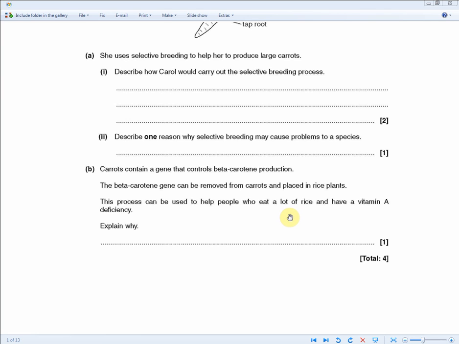So that applies to every question. Always read the question carefully so you can identify what they're trying to ask you by looking for the keywords within the questions. In this case, it's all about selective breeding and the problems with it. In this case, what's the process of selective breeding? 2 marks to explain the 2 steps involved in selective breeding. So stuff like that, get into good habits so that when it comes to the exams, you don't have to think about it, it just comes out naturally.